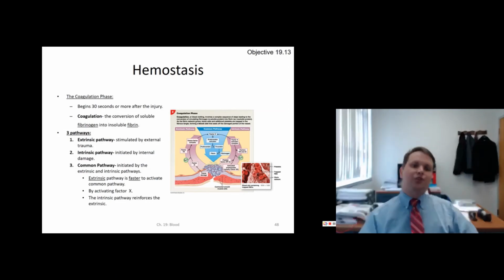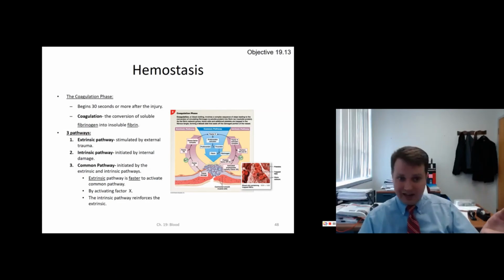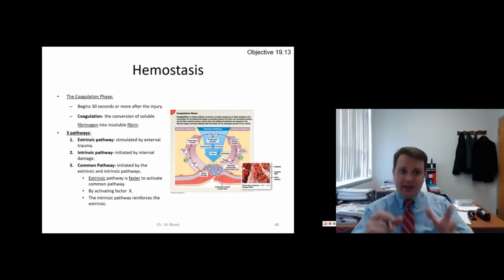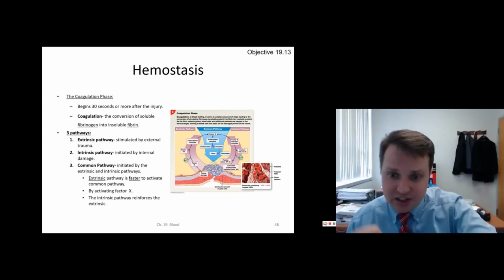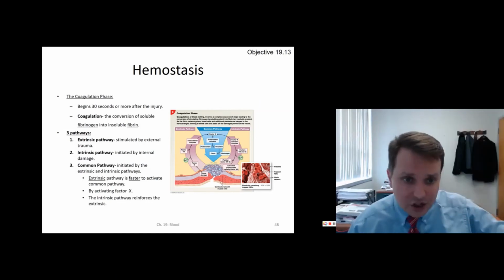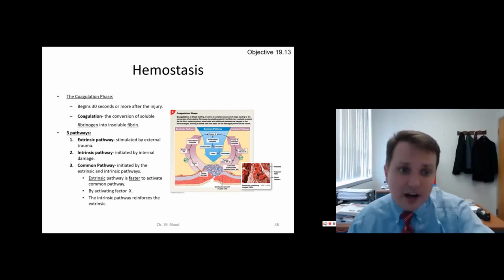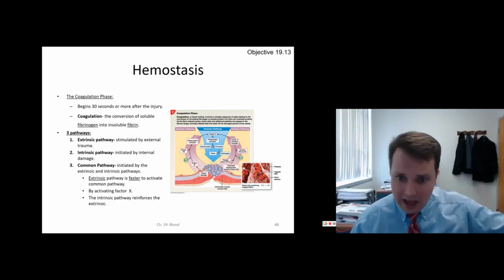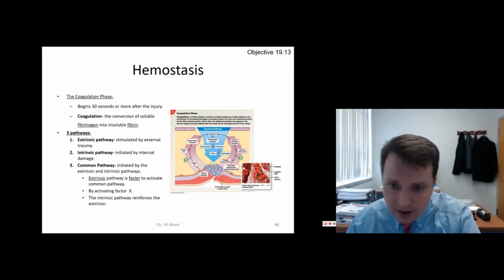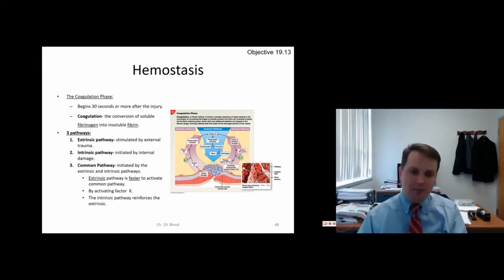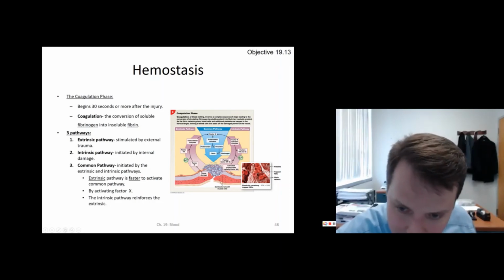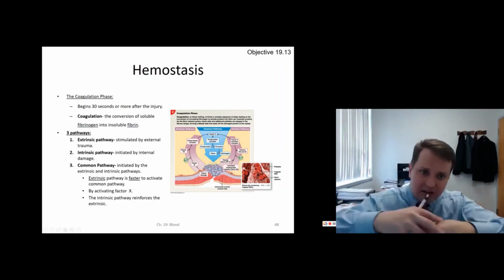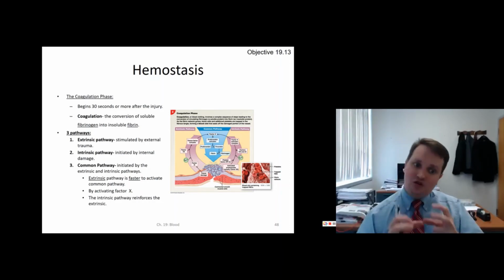Now, there are two ways to kick off the main coagulation cascade. But let's step back for a minute and say, what is coagulation? All it is, I want to take fibrinogen, the protein that is dissolved in blood, soluble, and turn it into fibrin in the blood that is not soluble, and reinforce my platelet plug with it, to make that a stronger clot.